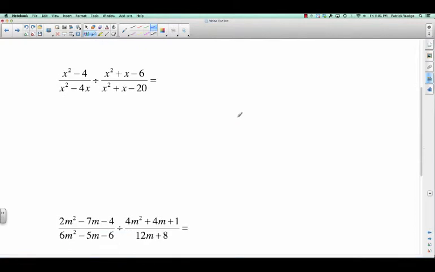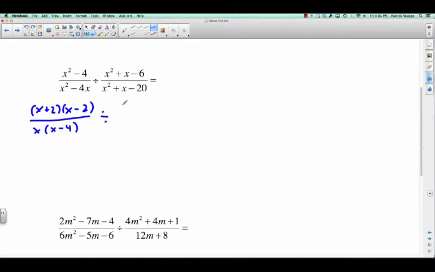So we start by factoring again. The first one up here is a difference of squares. So x times x equals x squared. 2 times 2 equals 4. Make one positive, make one negative. Here we can take out a greatest common factor of x, and you're left with x minus 4. Nothing else you can do there.